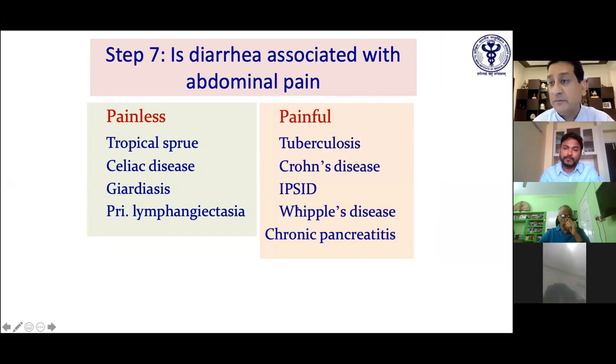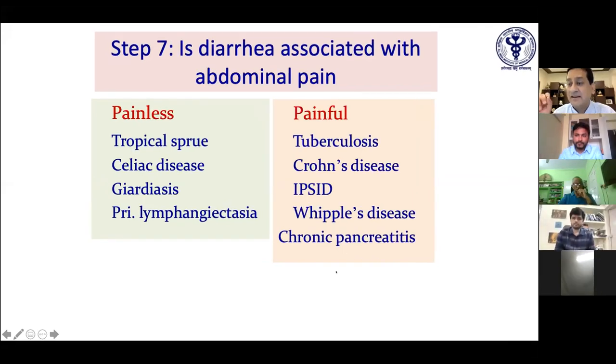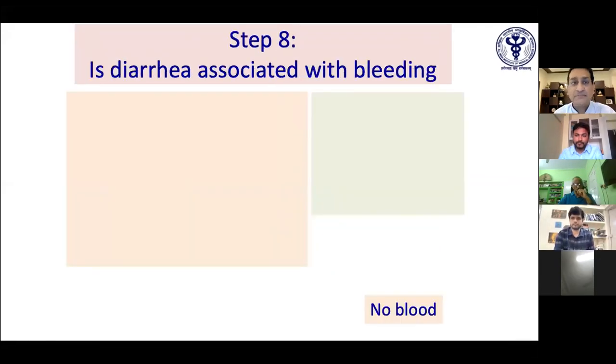Also remember that you always talk about chronic pancreatitis, but chronic pancreatitis is a totally different disorder. Hardly any patients with chronic pancreatitis present to us with chronic diarrhea. They will come with pain abdomen, and you ask them, they will say, I have diarrhea or I have steatorrhea, but they will hardly come to you with steatorrhea. So keeping a diagnosis of chronic pancreatitis in painful diarrhea is not appropriate.